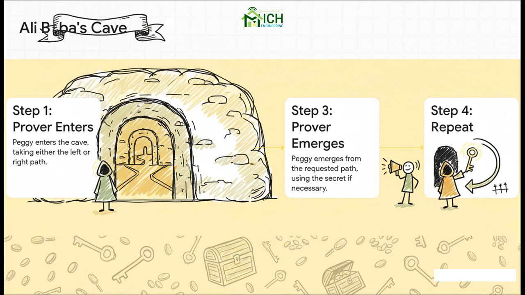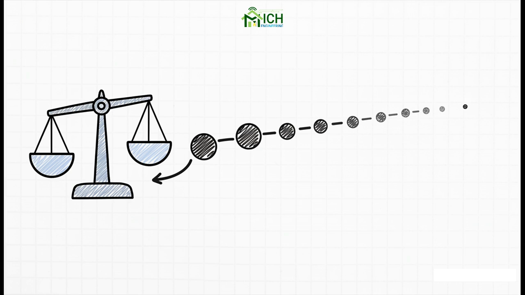We have Peggy, our prover, who claims she knows the password. She goes into the cave and picks a path. Left or right, doesn't matter. A little while later, our verifier, Victor, shows up. He can't see which path she took. He just randomly yells out, "Come out the left path," or "Come out the right path." Now, if Peggy happens to be on that side already, no problem, she just walks out. But if she's on the other side, she has to use the secret password, open that magic door, and come out the path Victor called. Now, this is where it gets really cool.